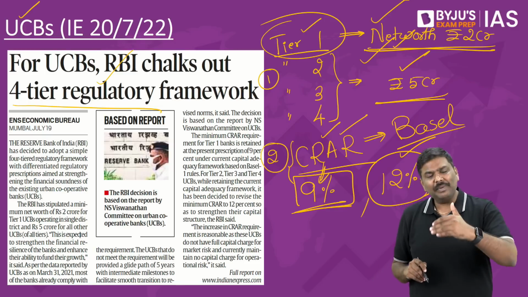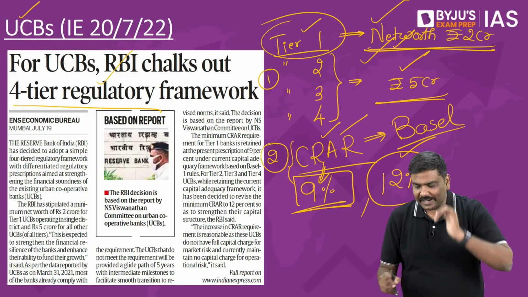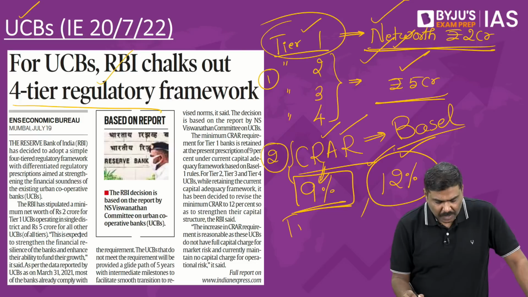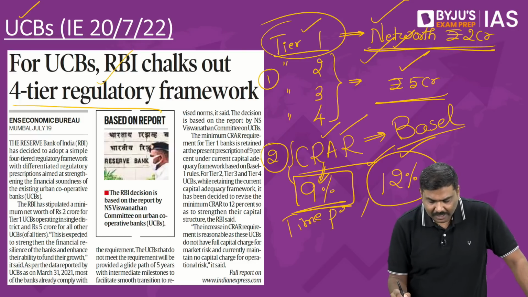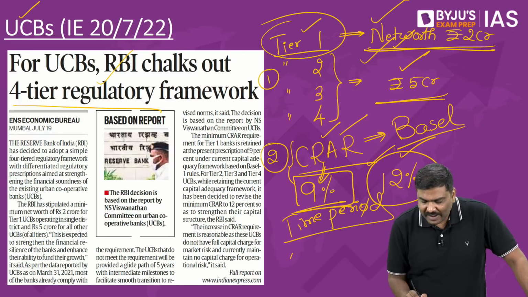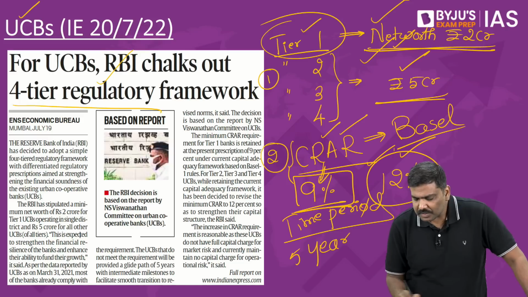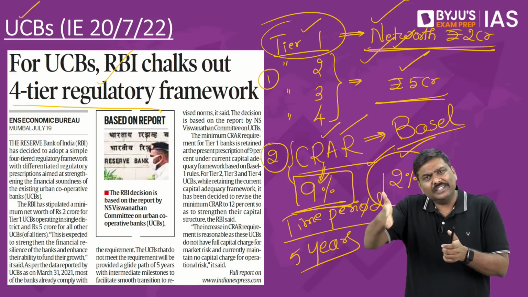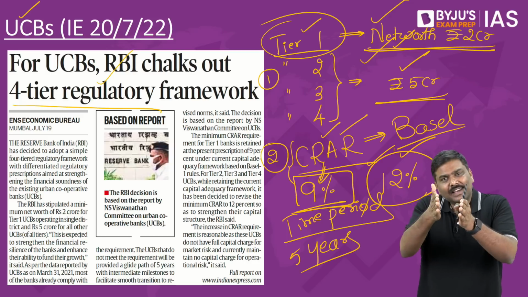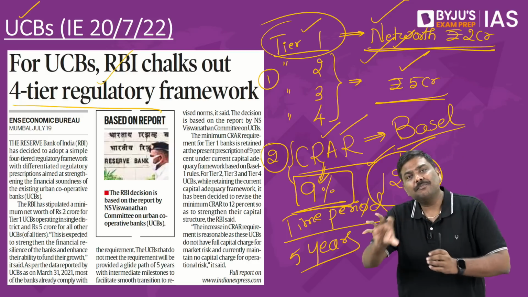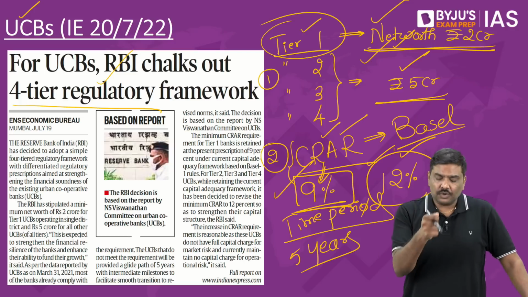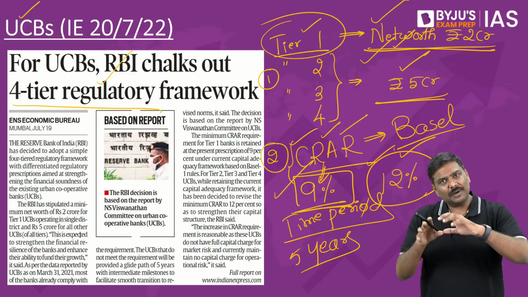And what about this particular CRAR? If they are unable to meet this particular target of, let's say, 9% and 12%, a certain time period will be provided to them. Okay, a time period of 5 years will be provided to them so that they will have a glide path. Glide path simply means annual targets will be given to them. They can easily meet these particular targets in a span of 5 years. So a glide path has been provided for the UCBs if they are not going to meet these particular regulations right now.